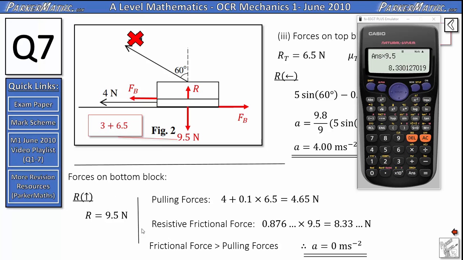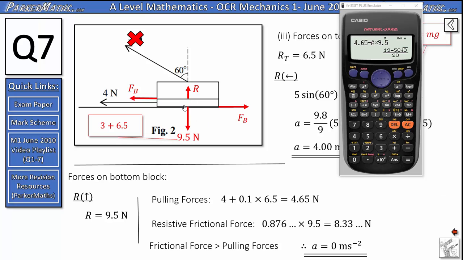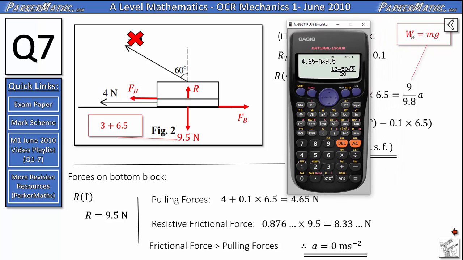If you didn't spot to do this, it's no problem if you just resolve to the right, as long as you understand what you were doing. I'm not going to write it down, but I'll just do it in my calculator. My forces to the right, I've calculated them as 4.65. And if I subtract from that the 8.33, which I got from doing A times 9.5, and then divide through by the mass of this bottom block. Remember, we get the mass by doing the weight divided by G, so we would divide that whole thing by 3 over 9.8. And if you did that, you'd get a value for your acceleration of negative 12.0.